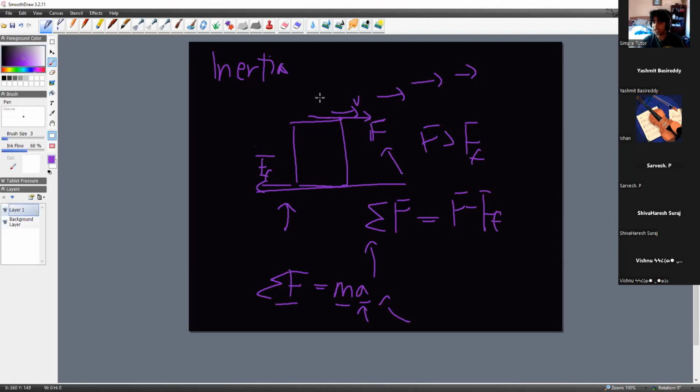So it will not slow down, right? Even though the force reduces. Oh wait, yeah, it will still speed up, but it will speed up less.